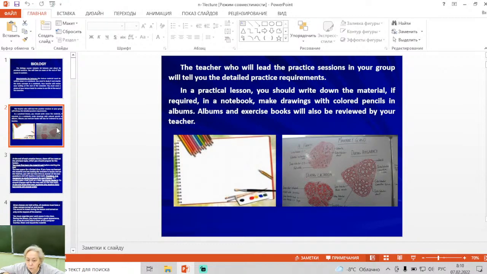The teacher who will lead the practice session in your group will tell you the detailed practice requirements. In a practical lesson, you should write down the material, if required, in a notebook, and make drawings with color pencils in an album. Albums and exercise books will also be reviewed by your teacher. And on this slide you see an example of an album and an example of a drawing in an album.